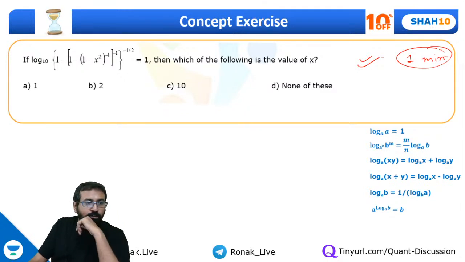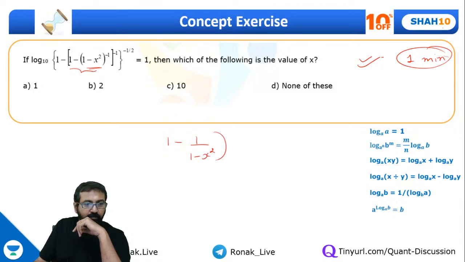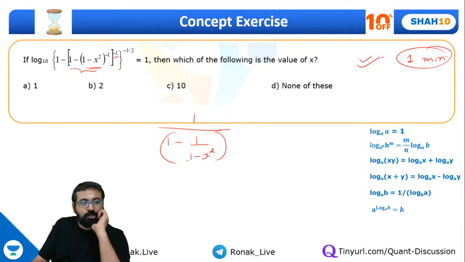Of course, you will have to start with the innermost bracket. So 1 minus x square raised to minus 1. So this part will be 1 minus 1 upon 1 minus x square. And then there is minus 1 power of this one, so this will be 1 upon that. And then there is minus 1 by 2 power of this. We will come back to this minus 1 by 2 later on. First of all, let's try to solve this part.